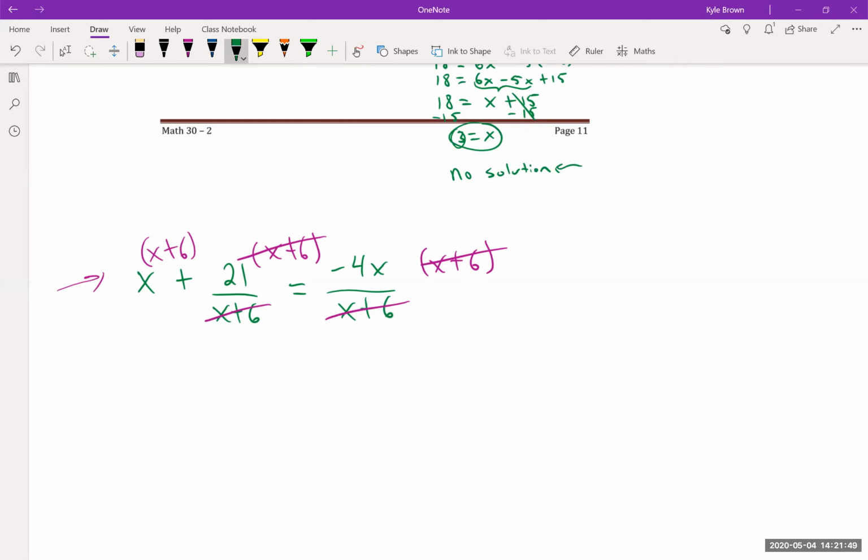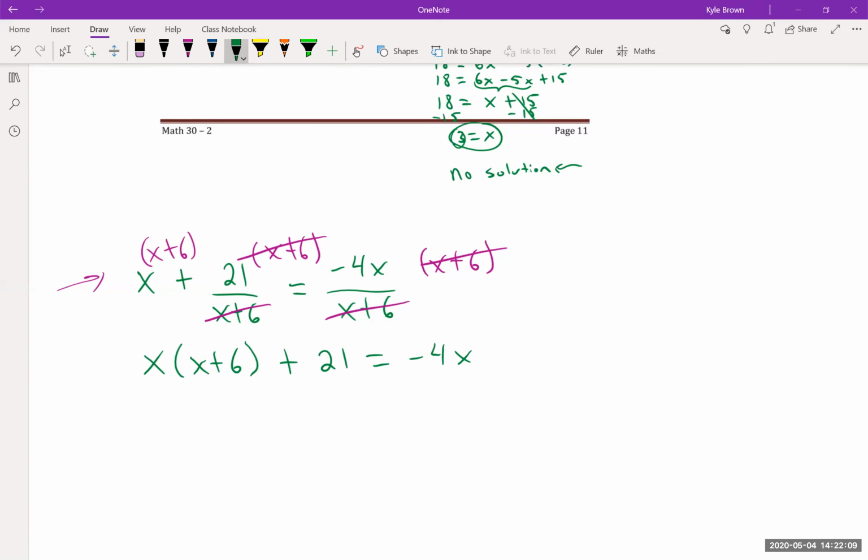So here, I'll write it out once without expanding. So you'd have x times x plus 6, and then plus, and then everything canceled there. So I've just got 21, and then is equal to negative 4x, and that's it.